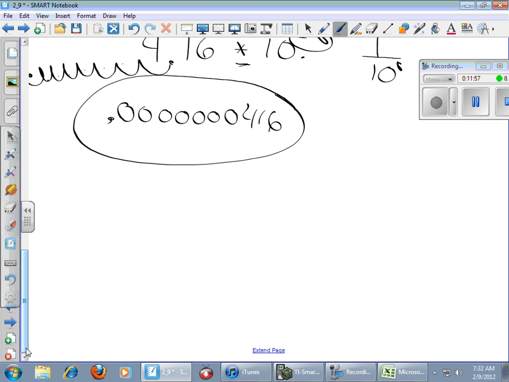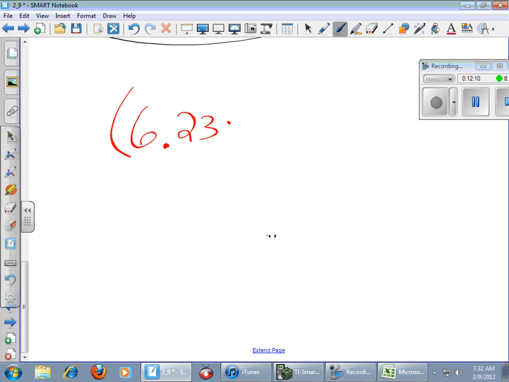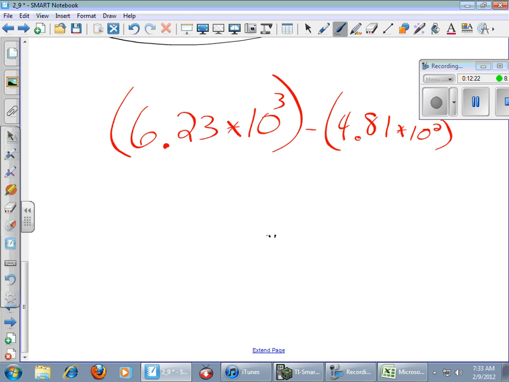Multiplying scientific notation is just like the earlier problem we did. You multiply the coefficients and then you multiply the bases of 10. So I'm not going to do a multiplication one, but I will do a subtraction one. Let's say we have 6.23 times 10 to the 3rd, and we're going to take away 4.81 times 10 to the 2nd.